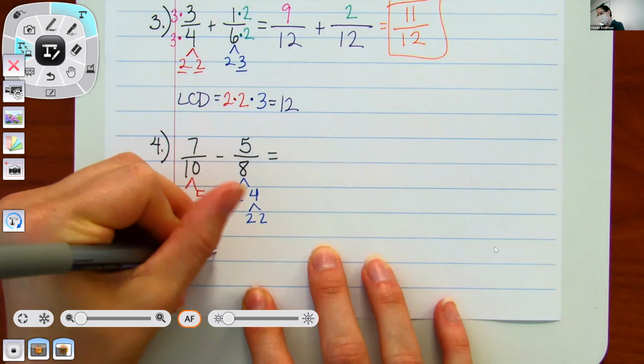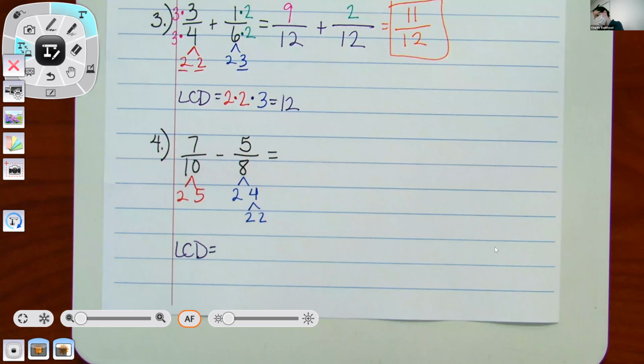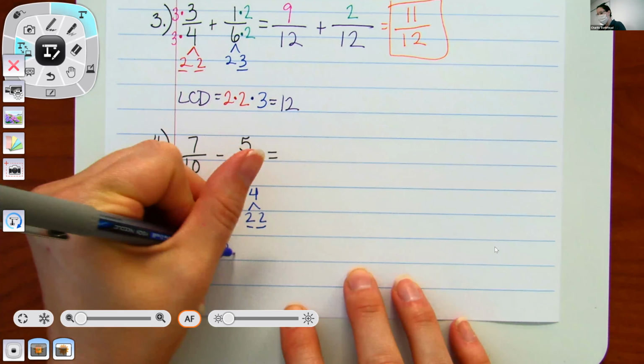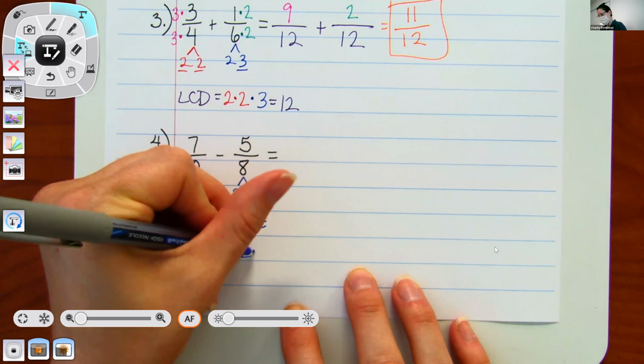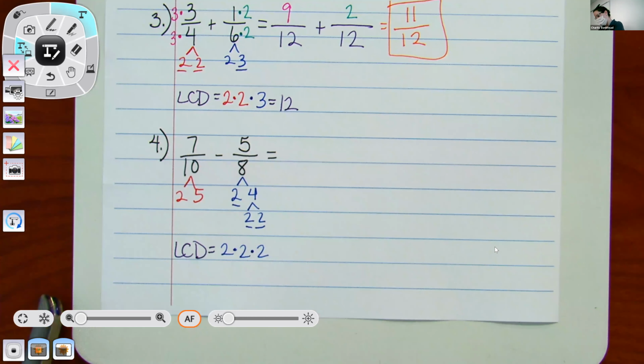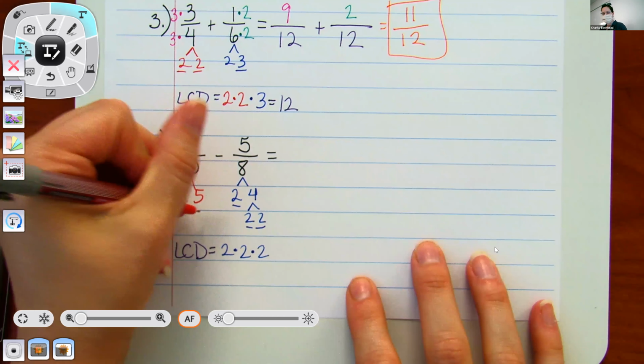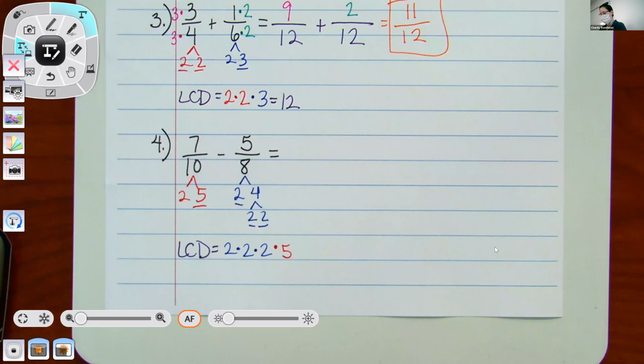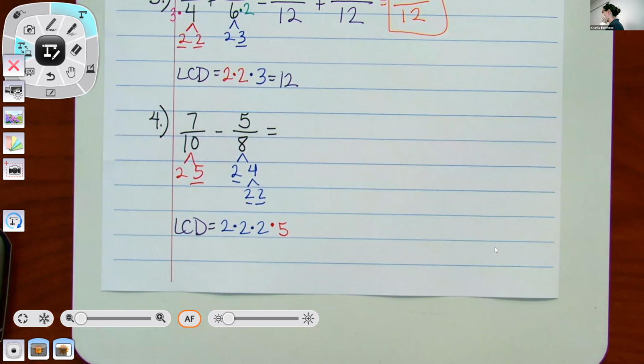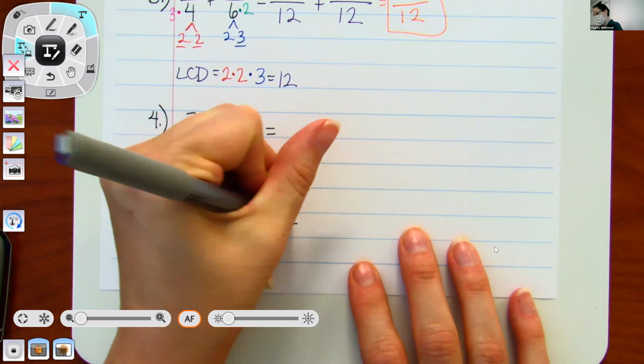So in your LCD, whichever one has the most 2's, so you have 3 2's, so you need 3 2's here. And then you also need a 5. So all the factors from both of those denominators have to go in your LCD. And whichever one has more 2's, that's how many 2's you have to have in your LCD. All right, so when you multiply all those together, you get 40. 40 is your LCD.